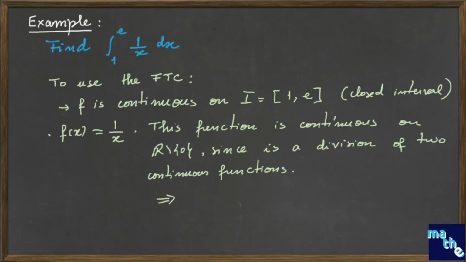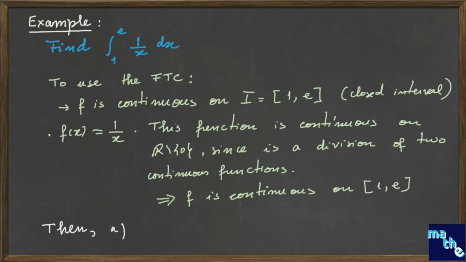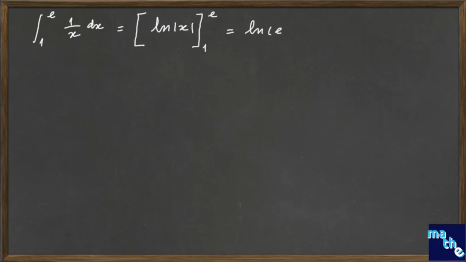Then we need to see if we can obtain an antiderivative of the function 1/x. So, to do this, let's try to integrate the function 1/x. Then, as you can see, the integral of 1/x is the natural log of the absolute value of x.